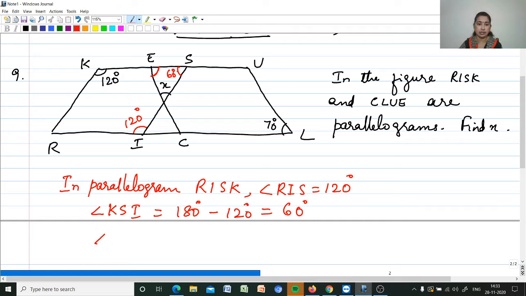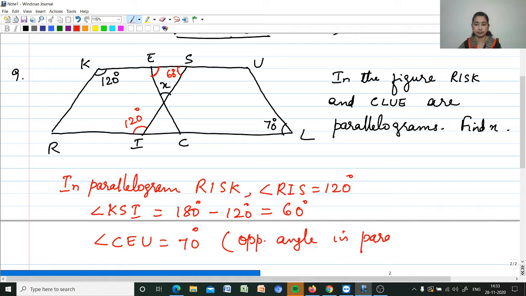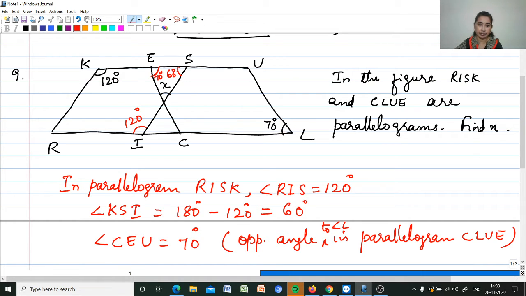So, I can write angle CEU is also equal to 70 degrees because of opposite angles in parallelogram CLUE. So, the opposite angle to angle L in parallelogram CLUE, the same angle will be here also, that will be 70 degrees. Now, I can find out what is the angle X.